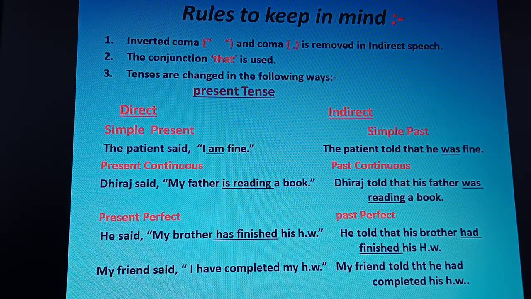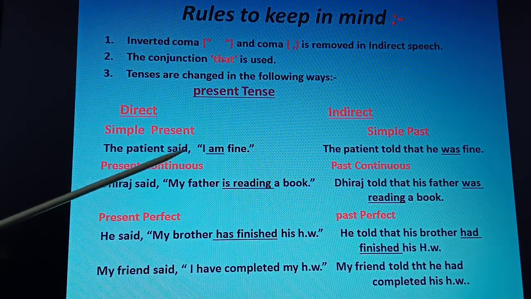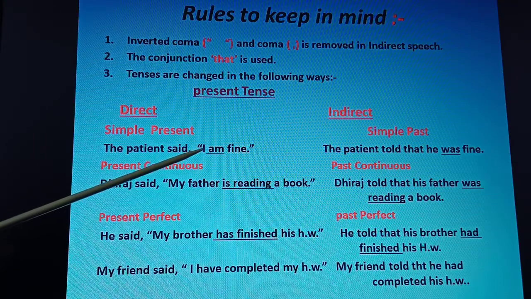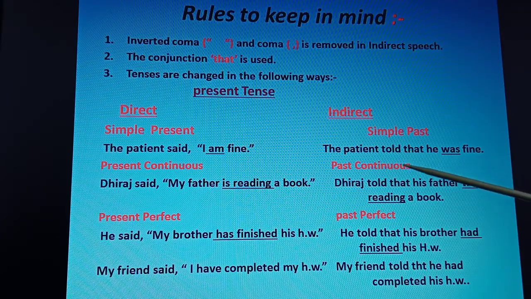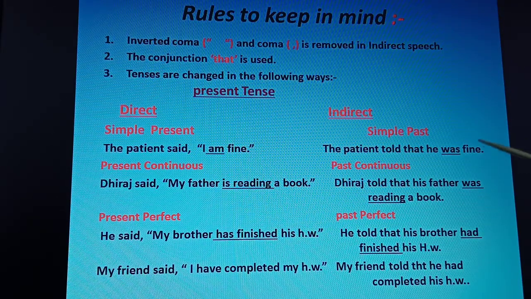For example, the patient said, "I am fine." It's a simple present. Said, comma, inverted comma, I am. Okay, simple present, I have underlined there. I am fine. Now, simple past would be: the patient told that he was fine. I am will change into was, simple past, okay, not had or has.